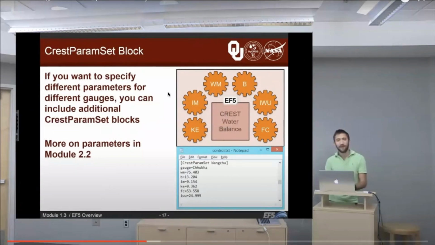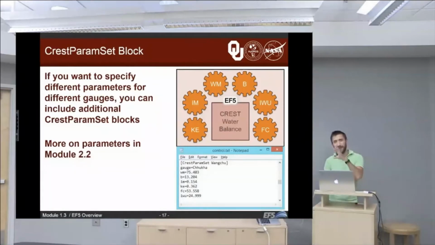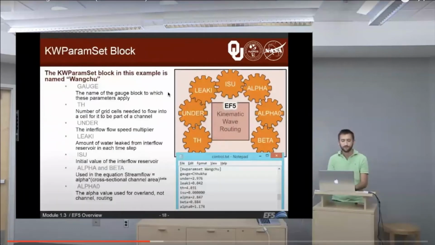Basins are really nice because they allow you to specify for a set of gauges all one parameter set. So if I have 100 separate gauges, but I only maybe want 2 or 3 parameter sets, I put those 100 gauges into 3 different basins and then I specify the parameters for those basins. And again, we'll talk more about parameters in Module 2.2. Y hablaremos más de estos parámetros en el módulo 2.2.